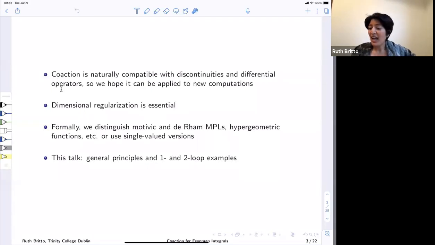I should mention that formally, if you're really doing the mathematics properly, you have to distinguish motivic and de Rham multiple polylogs, hypergeometric functions, etc., or use single valued versions. For the sake of this brief talk, I'll be glossing over that distinction entirely, but it is important. So in this talk, I want to discuss the general principles we've found and show 1 and 2 loop examples, especially focusing on the 2 loop examples because that's what's new for us.